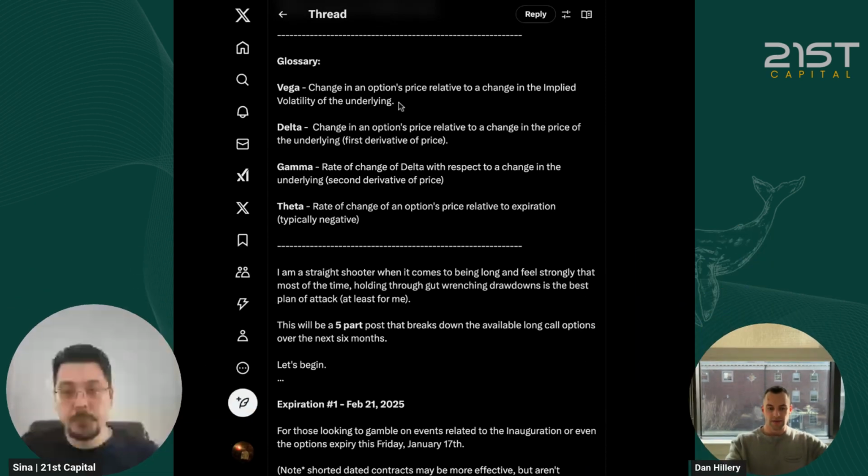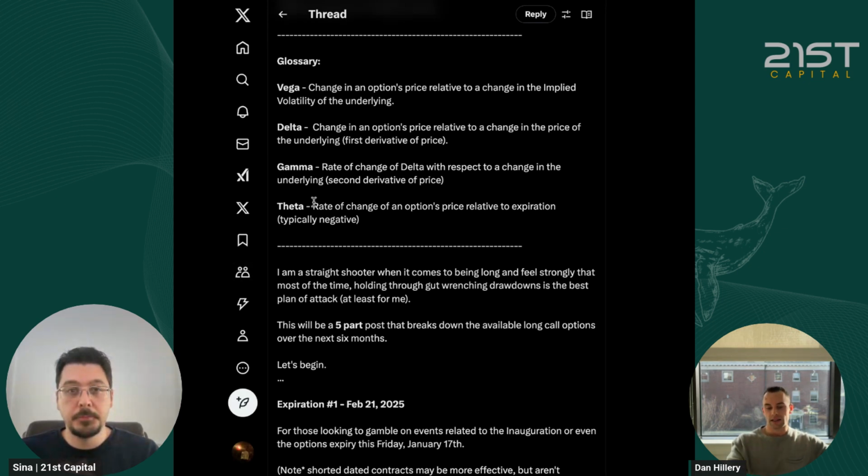Vega is the sensitivity of an option's price relative to the implied volatility of MicroStrategy. Delta refers to the change in an option's price based on the change in MicroStrategy's price. Gamma is the second derivative of price, so it's the change of delta with respect to price. Let's say, for example, the price of MicroStrategy is going up. The delta, or the rate of change of the price of the option relative to MicroStrategy's increase, might go up, and that's represented by gamma, or it might go down.